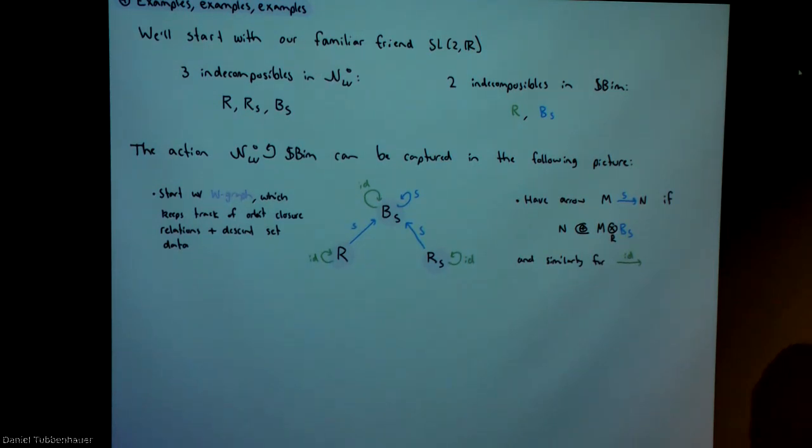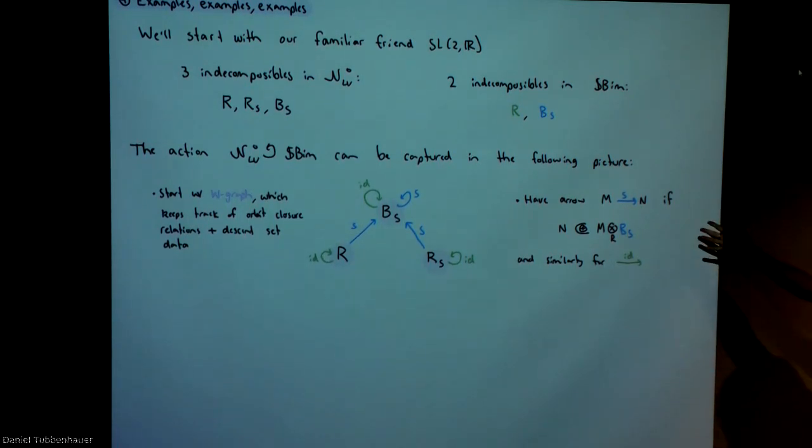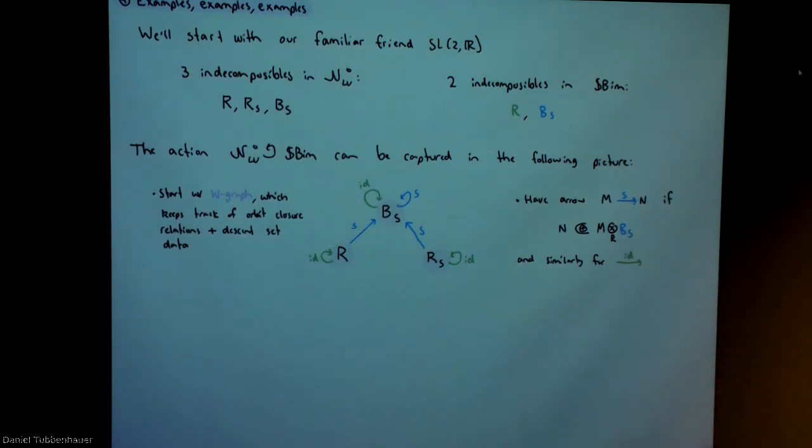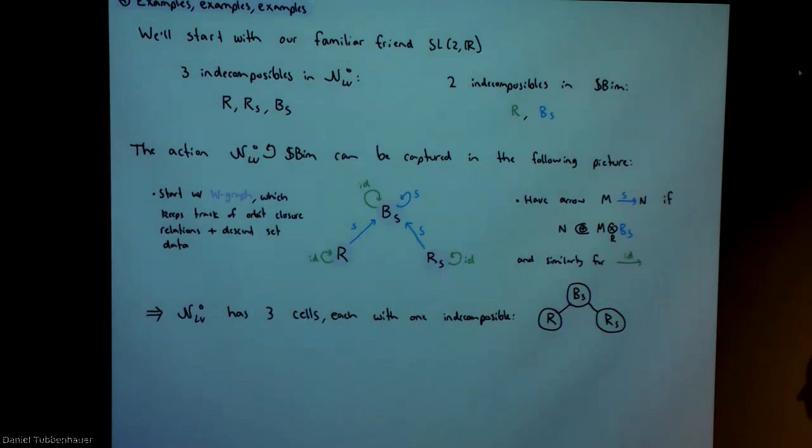If we start with the W graph, which tells us information about the orbit closure relations and descent set data of our Lusztig-Vogan module, we can describe the action by keeping track of how various things decompose when we act in this way. So we've got arrows for each of our indecomposables. And from this, we can see the cell decomposition. Each of our 3 indecomposables lies within its own cell. So our cell decomposition of this SL2 example looks like this. We have our standard modules and the Borel-Moore.